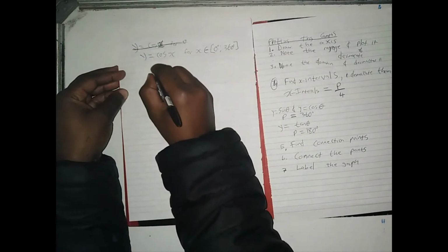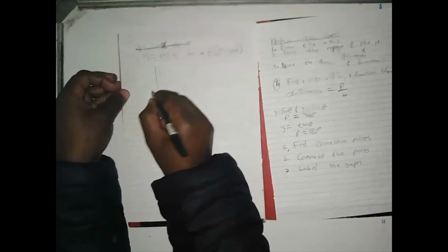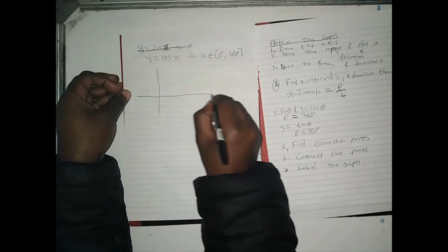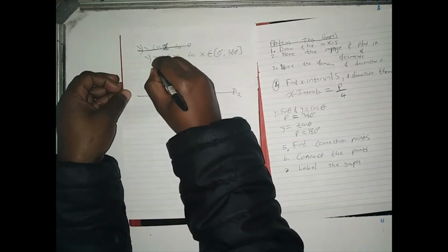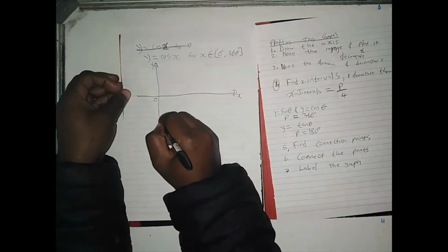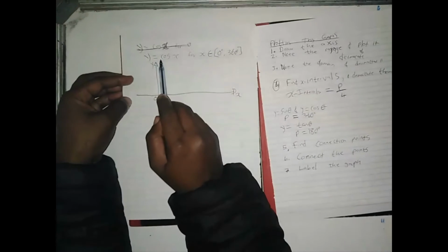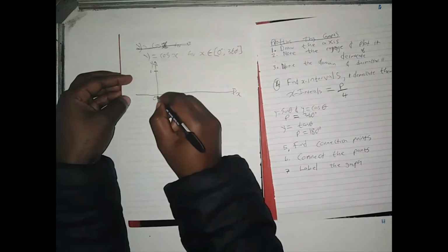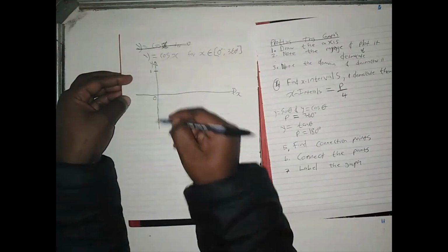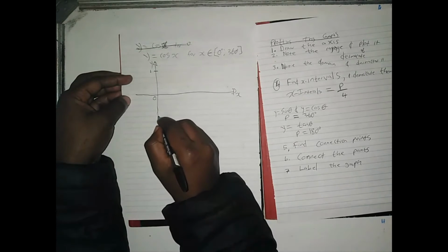Steps are exactly the same. Draw the x-axis. There is your x-axis. This is x, and this is y, and this is 0. Step number 2, note the range. Amplitude is 1 here, so the range is also 1. Distance from here to here is 1, and the distance from here to here is also 1. So we've got 1 here as well.